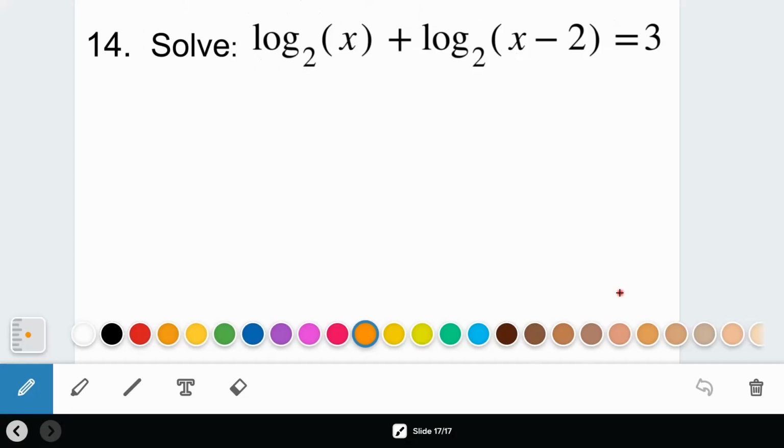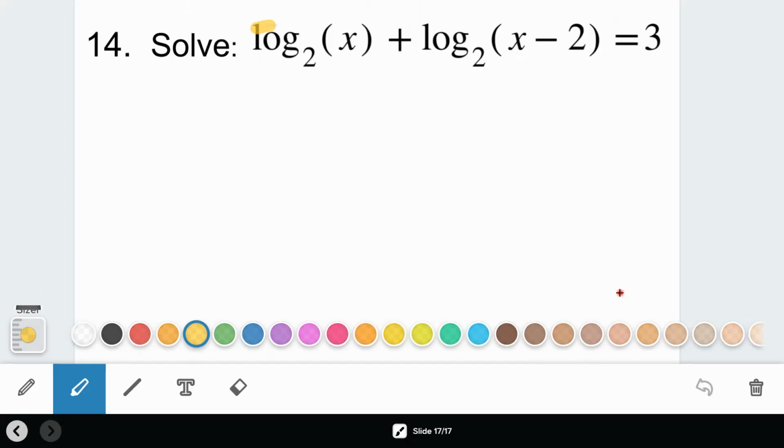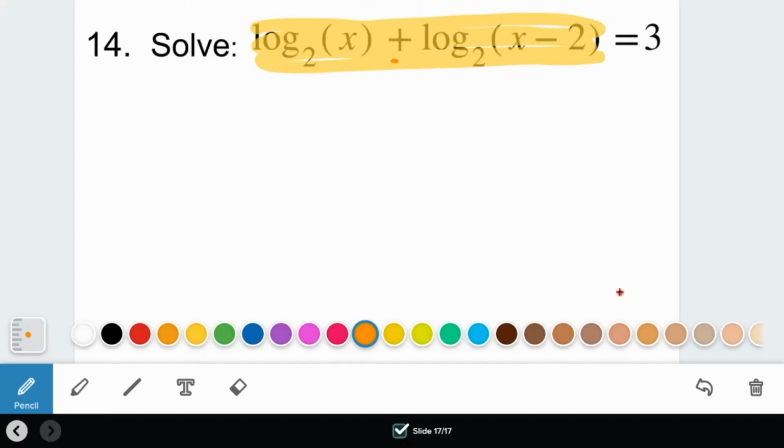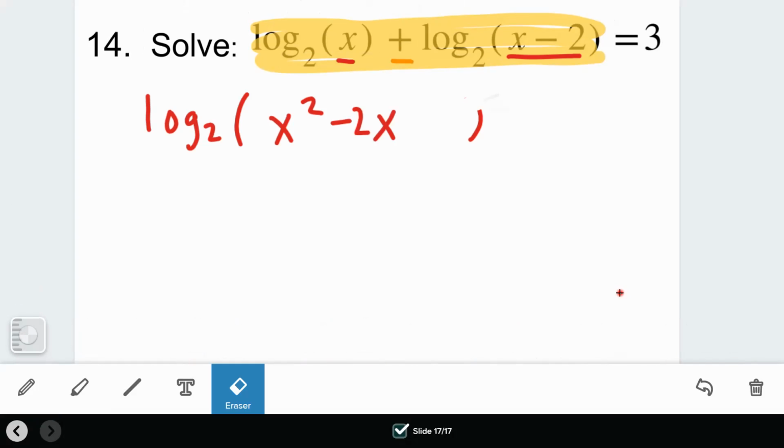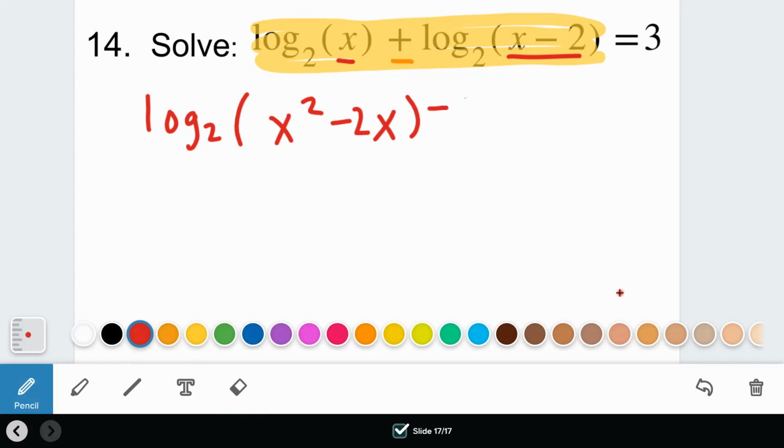And on this one, when we have logarithms, we want to get this side to be a single logarithm. So I need to make that into a single logarithm. And since it is a plus here, what happens is I'm going to take log base 2 of, and then this x is going to multiply with this x minus 2. And that's going to give me an x squared minus 2x. And then that is going to equal 3.